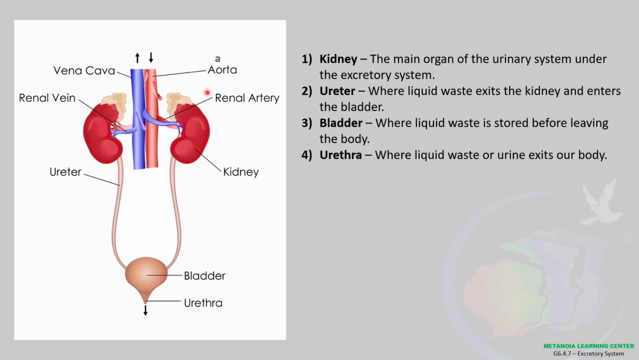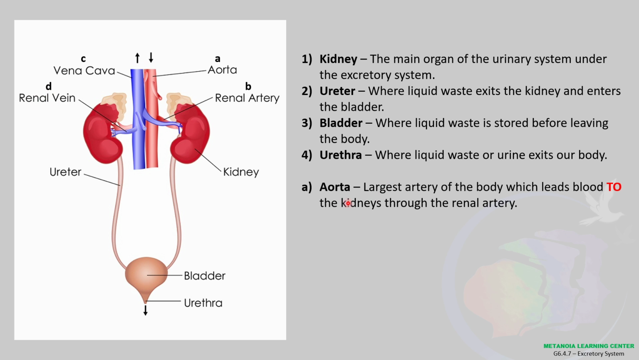Okay, we have other parts. We have A, aorta, B, the renal artery, C, the vena cava, and D, the renal vein. Okay, A, aorta is the largest artery of the body which leads blood to the kidneys through the renal artery. Papasok yung blood from our body system, from sa heart natin. Aorta, papasok sa ating renal artery. Okay, renal artery leading to the kidneys.